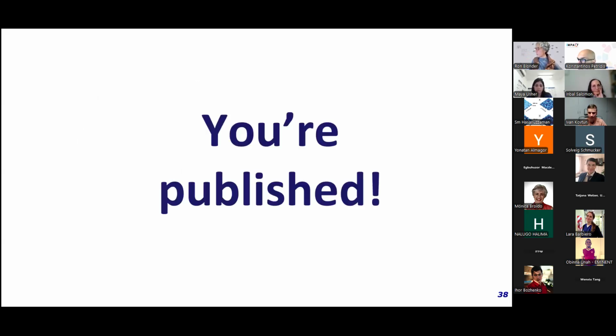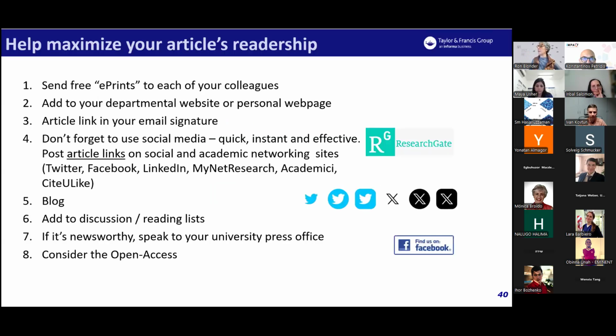Okay, now you are published. You can send your paper to your colleagues. You can post it on Facebook, on X, on Instagram. Write about it, share it. If you are able to pay, consider open access. You increase the visibility of your paper. Even people that don't have access to the journal can read it.